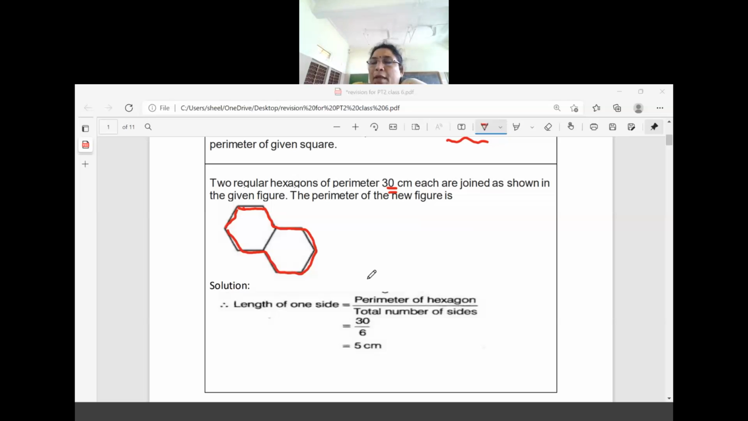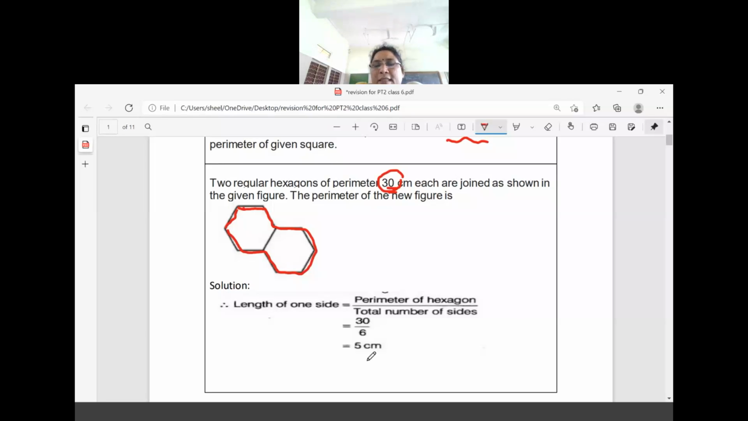But in the question, we have got only the perimeter. We don't know the side. If we knew the side, we could add and finish. But here the question is not asked directly. Here the perimeter is given. So the first step is that we should calculate the side of the hexagon. The number of sides of a hexagon, as you know, is 6.